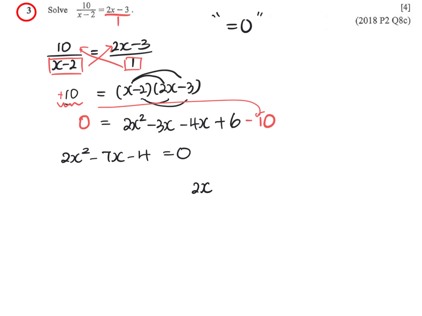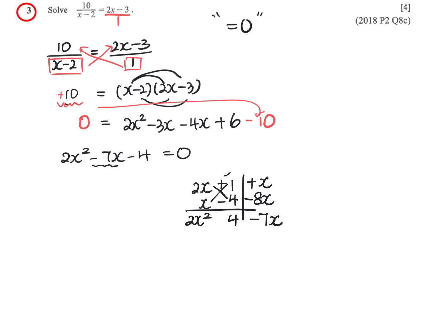So I have 2x and x to give me 2x squared. I need a 4 and I try to get a negative 7. So I'll put 4 over here such that 2x times 4 gives me 8x and 1 times x will give me x. So I want a negative 7x, addition and subtraction on this side. So I'll put the negative on the bigger number, positive for x. And check the sign. A positive times negative is negative 4. So this is correct. The sign is correct.